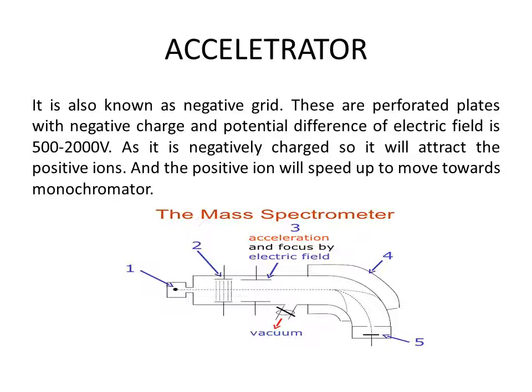Now as it is negatively charged, it will attract all the positive ions, and the positive ions will speed up to move forward towards the monochromator. So its function is just to speed up the positive ions, so they can easily move towards their next levels.